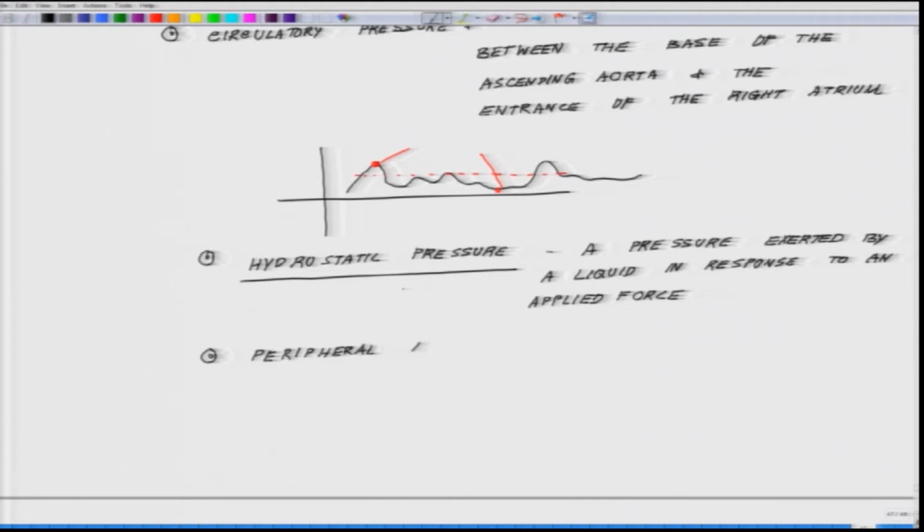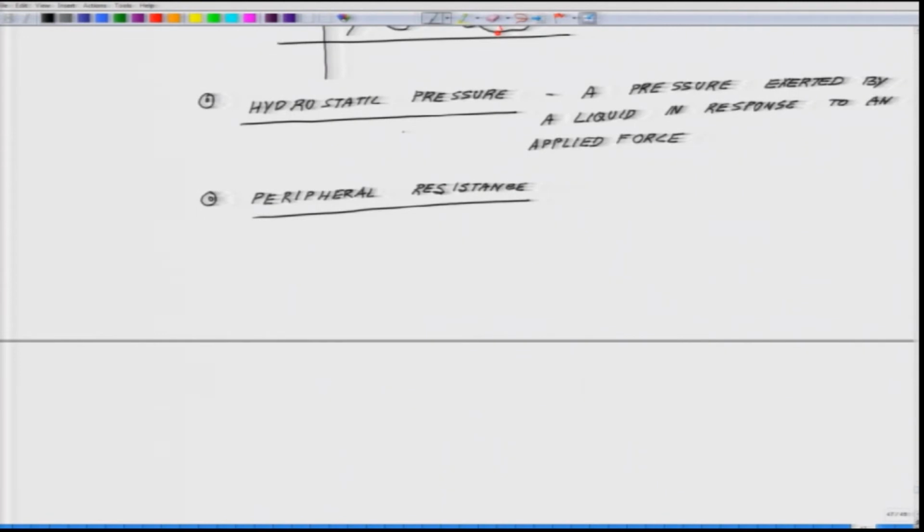Peripheral resistance. What is peripheral resistance? Okay. So, peripheral resistance is the resistance of the arterial system. PR is the resistance of the arterial system.